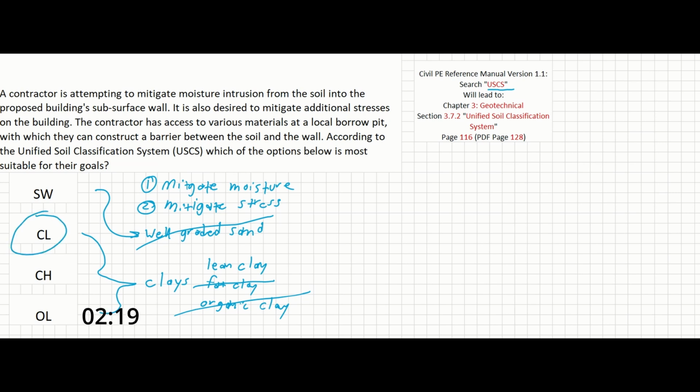Lean clays do not swell as much as fat clays when subjected to water, and are still useful in terms of mitigating moisture migration. So this conceptual problem can be solved by using a general knowledge of soils and their use, as well as the information given in the USCS chart. And that's it.